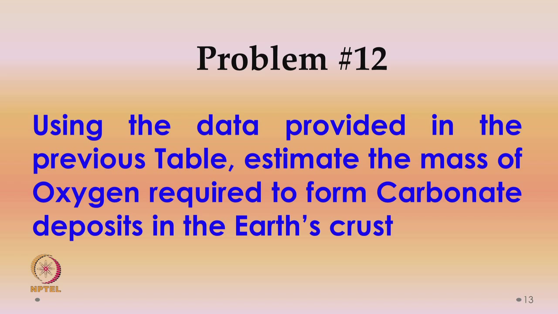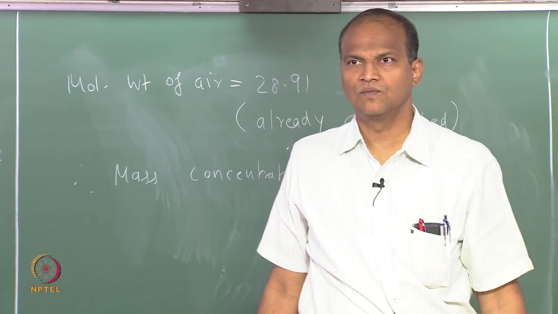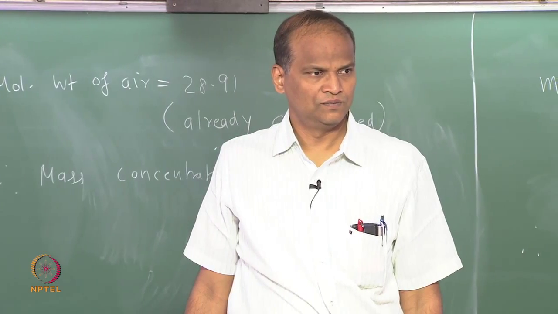Problem number 12. Please take down the problem. Using the data provided in the previous table, estimate the mass of oxygen required to form the carbonate deposits in the Earth's crust. What is the total amount of carbonate deposit? 80,000 kilogram per meter square, correct? In the previous table, that is the last entry.